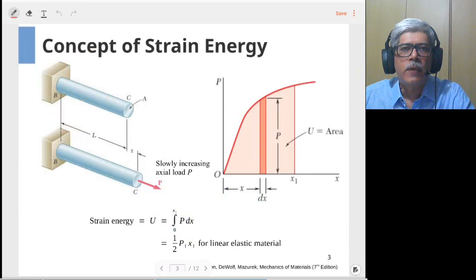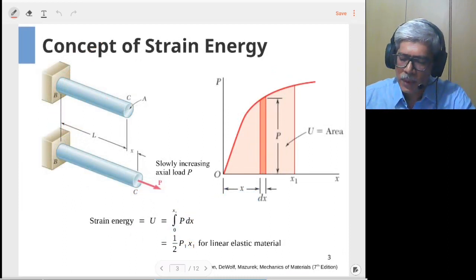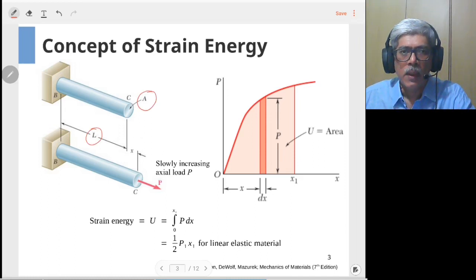To understand the concept of strain energy, consider a bar as shown in the left hand side figure, which is having a cross sectional area A and length L. Assume that this bar is subject to a slowly increasing axial load P. So P is the load which is slowly applied on this rod. As a result of this, the bar starts elongating, and the elongation of the bar with respect to the application of load is shown in the right hand side graph.